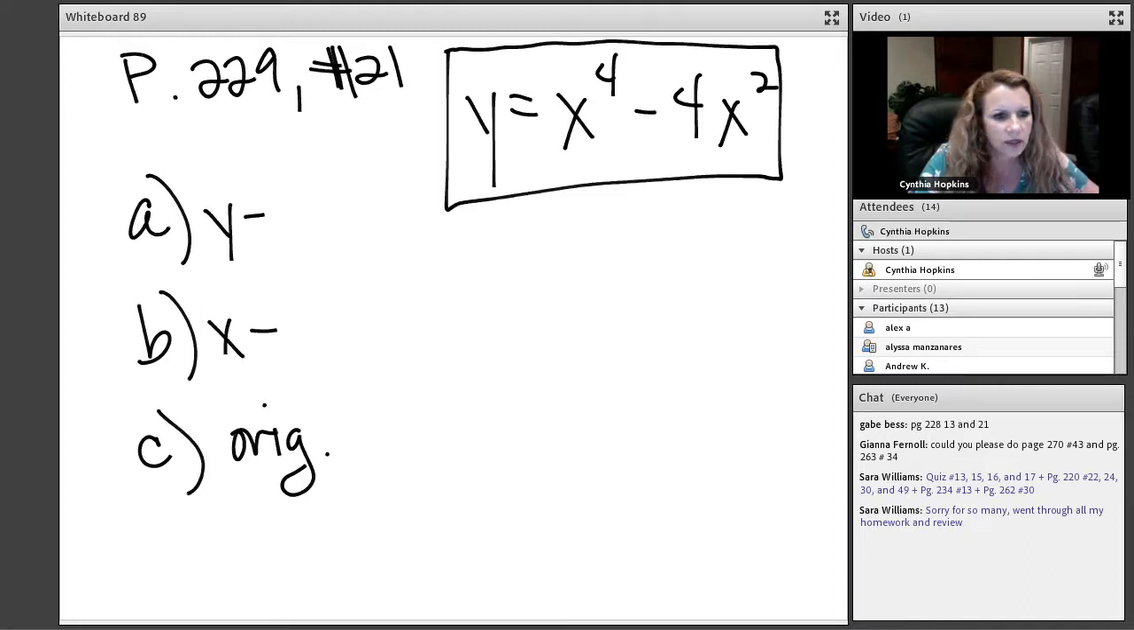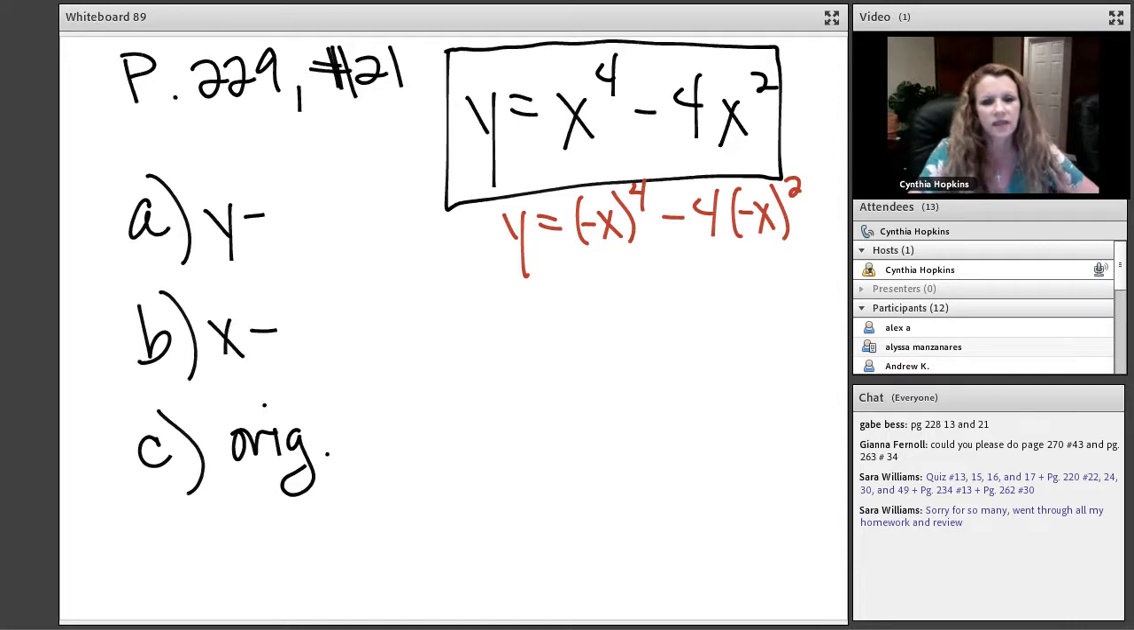I'm going to use the same colors as I did the last time. So for symmetry with respect to the y-axis, I write the y. Where I see an x, I'm going to plug in a negative x. Notice I put it in parentheses. It's like the skeleton of this function. And then instead of the x, I write a negative x in parentheses and then squared.